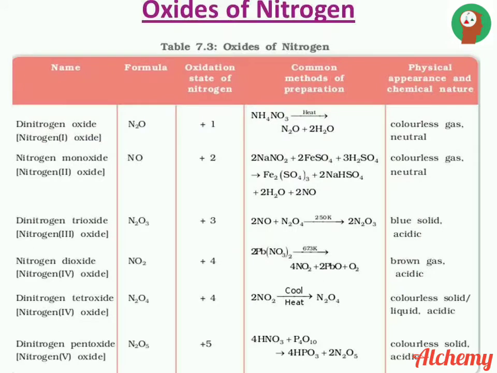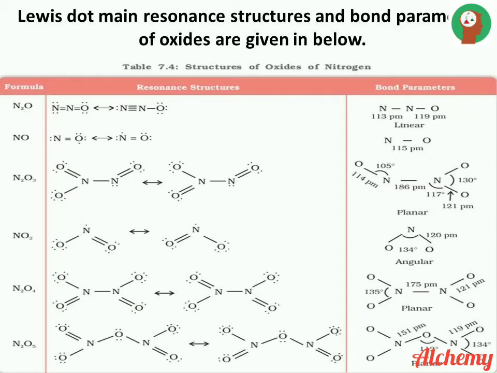The various oxides of nitrogen, their formulas, the oxidation number of nitrogen in each compound, the preparation of the oxides, physical appearance and chemical nature of each oxide are given here. The resonance structures of different oxides of nitrogen are given here. Based on these structures, we are supposed to answer two questions.